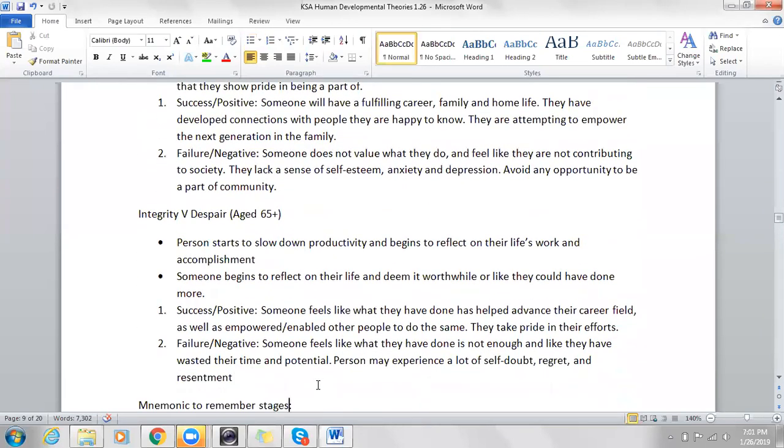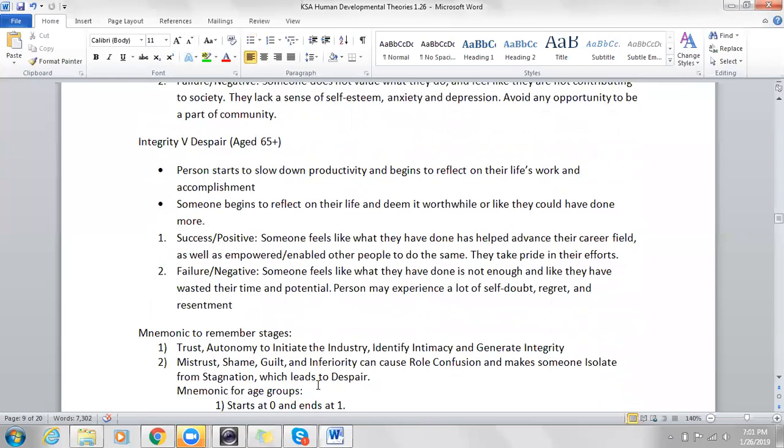And then integrity versus despair is 65 years and older. And this is where the person starts to slow down productivity and begins to reflect on their life's work and accomplishments. Or the other side, their failures and lack of growth that they would like to see. So someone begins to reflect on their life and deem it worthwhile or like they could have done more.